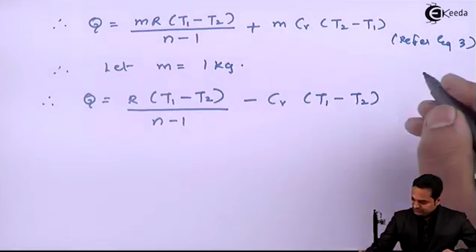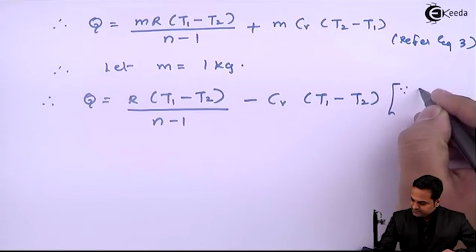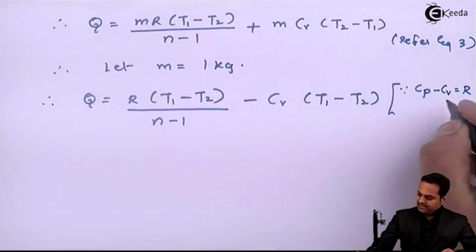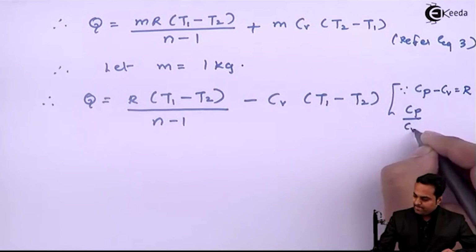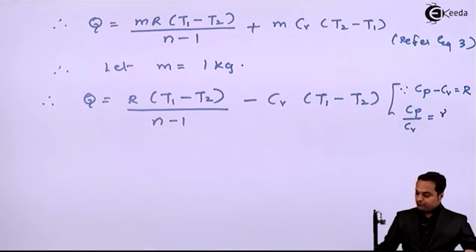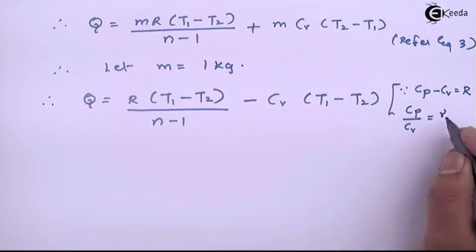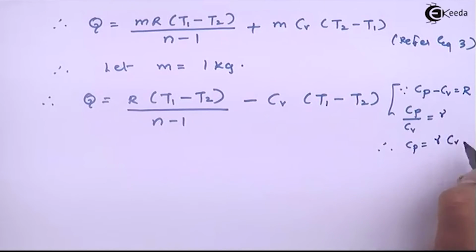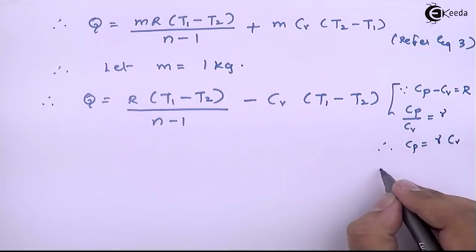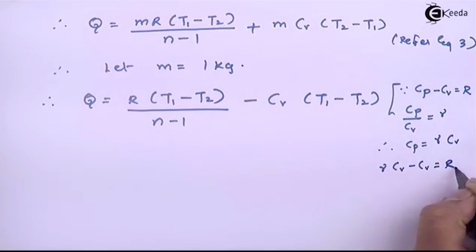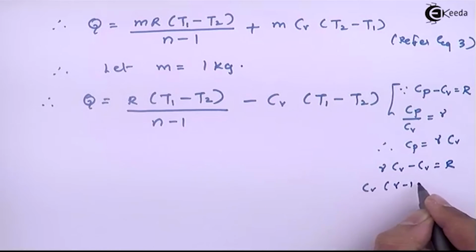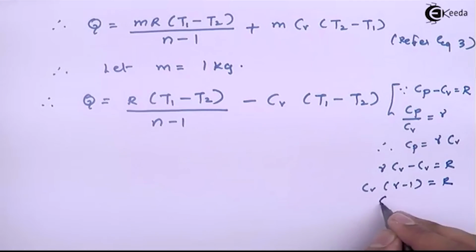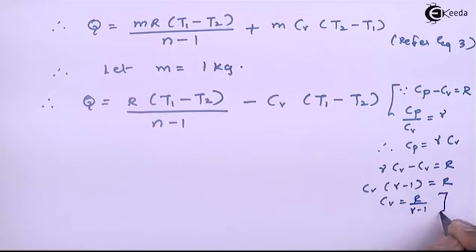Then I can use the relation, I'll explain it here, since Cp minus Cv is equal to R, and also Cp upon Cv is equal to gamma. So therefore I can say that Cp will be equal to gamma into Cv. If I shift it here instead of Cp, gamma Cv minus Cv is equal to R. Cv can be taken common, so Cv(gamma minus 1) is equal to R, where gamma is called the adiabatic index. So finally Cv will be equal to R upon (gamma minus 1). This relation I'll use here.